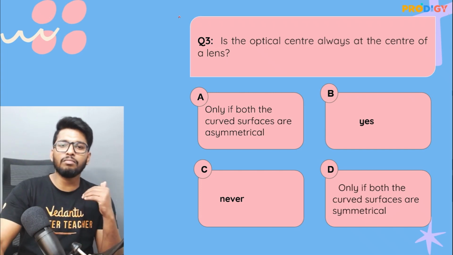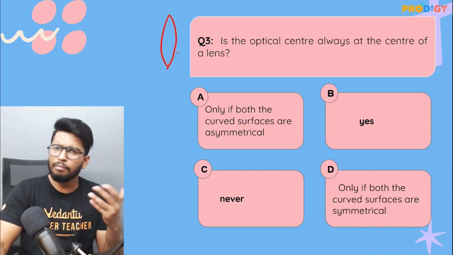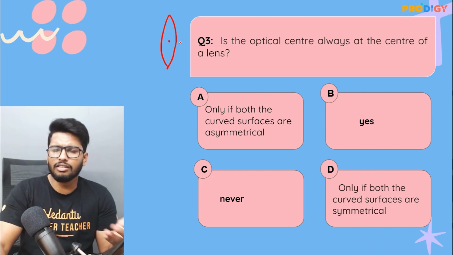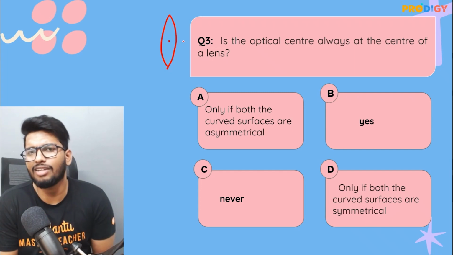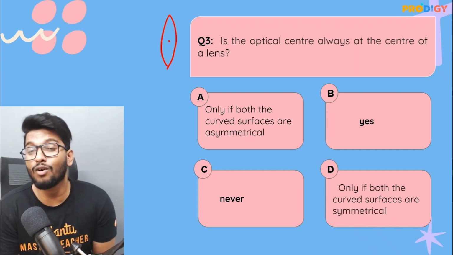See, guys, in a biconcave or biconvex lens, it makes sense. It is going to be at the center, at the geometric center of that lens. But what about a plano-convex lens? Or a plano-concave lens?